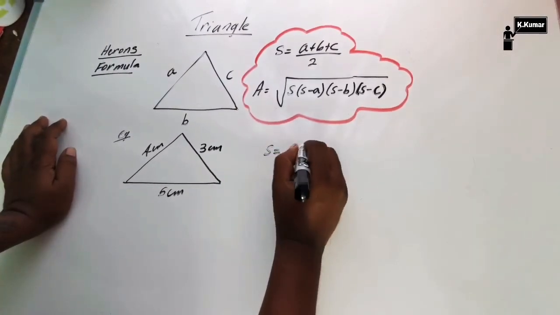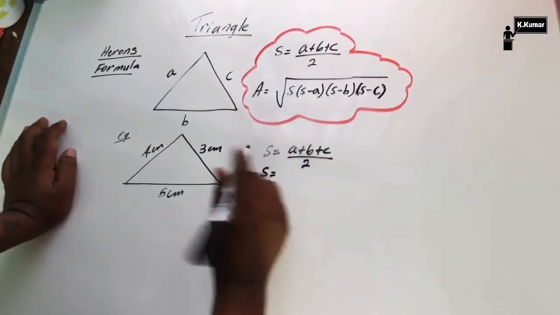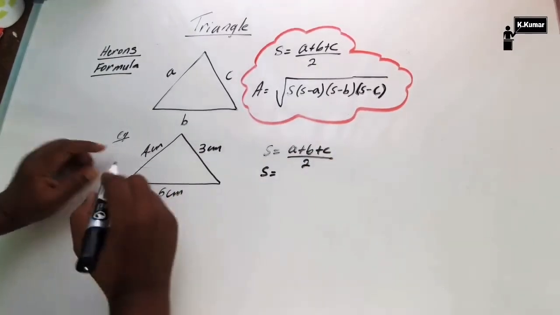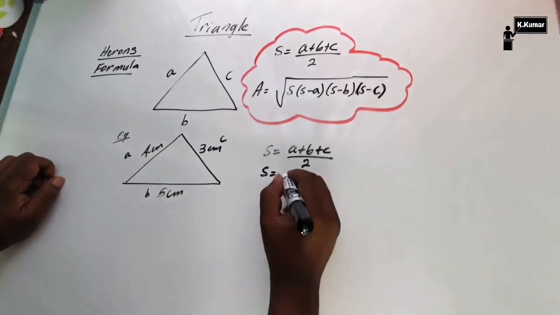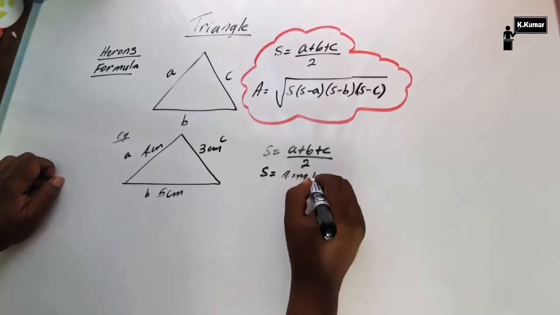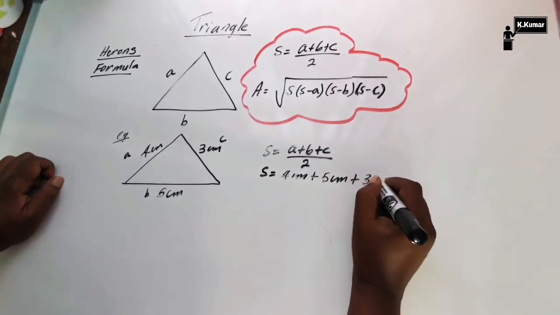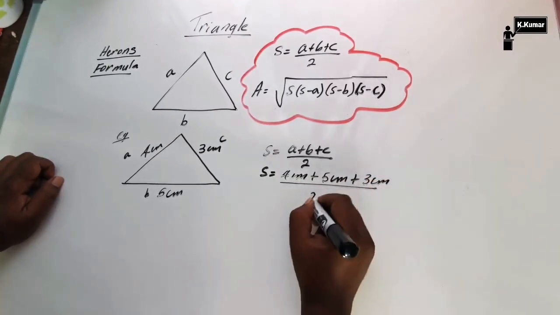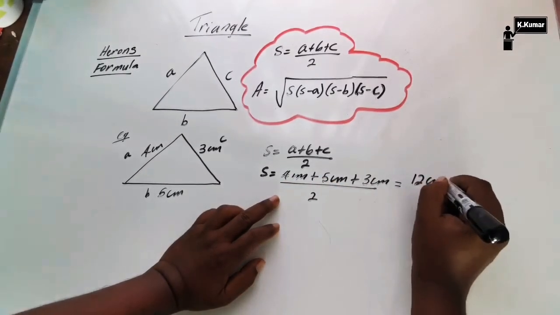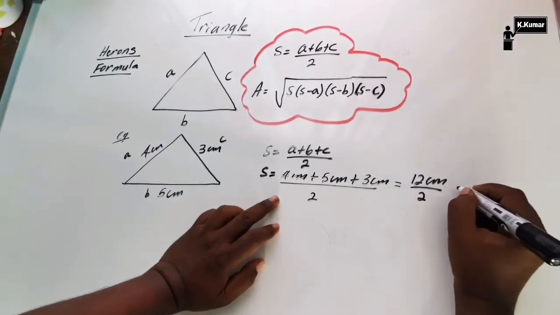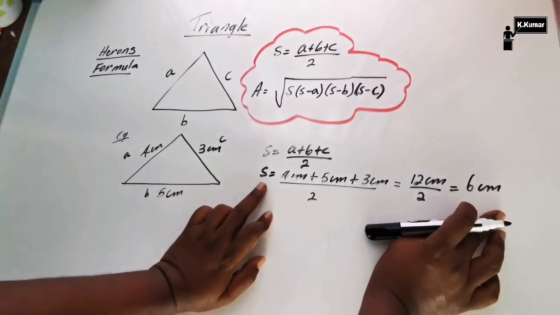So S is equal to (A + B + C) / 2. Let's name them A, B, C. S is equal to 4 cm plus 5 cm plus 3 cm, divided by 2. And this would be 12 cm divided by 2, and that's going to give me 6 cm. So my S value is 6 cm.